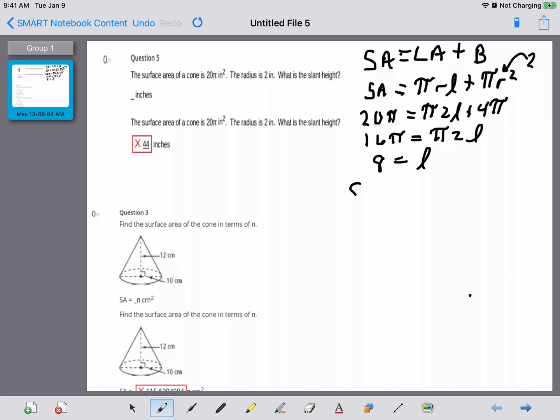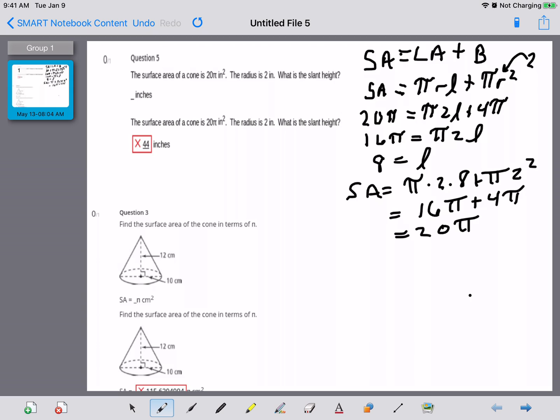So if I have my surface area to check, I got pi times 2 times 8 plus pi r squared, which is 2 squared. Okay, and that's 16 pi plus 4 pi. Hey, look, that's 20 pi. It totally works. So my slant height is 8, and that is inches.